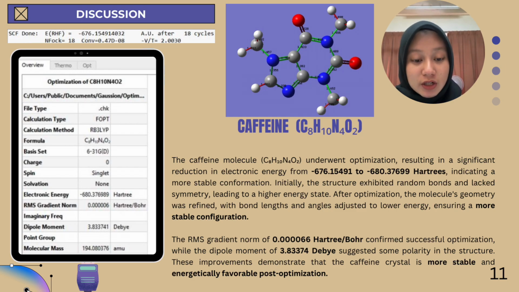Initially, the structure exhibited random bonds and lacked symmetry, leading to a higher energy state. After optimization, the molecule's geometry was refined with bond lengths and angles adjusted to the lower energy, ensuring a more stable configuration. The RMS gradient norm of 0.000066 Hartree per Bohr confirmed a successful optimization, while the dipole moment of 3.83374 Debye suggested some polarity in the structure. So this improvement demonstrates that the caffeine crystal is more stable and energetically favorable post-optimization.